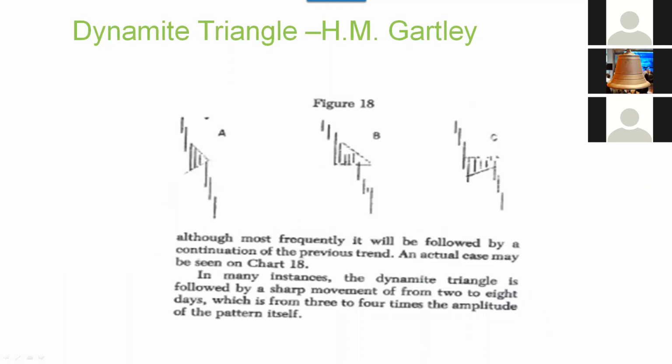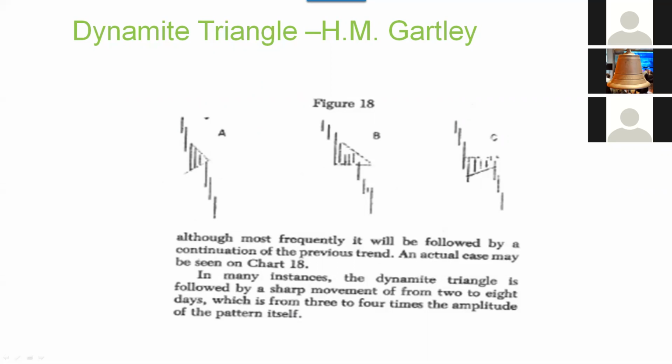Okay, now this is a fantastic pattern to learn. However, it can be a little tricky to identify in real time because it can form, especially on small time frames, and then explode out of there very, very quickly. This pattern was identified by H.M. Gartley in his classic 1935 book, Profits in the Stock Market. And he calls these small consolidations, triangles, dynamite because of the potential movement out of this pattern.